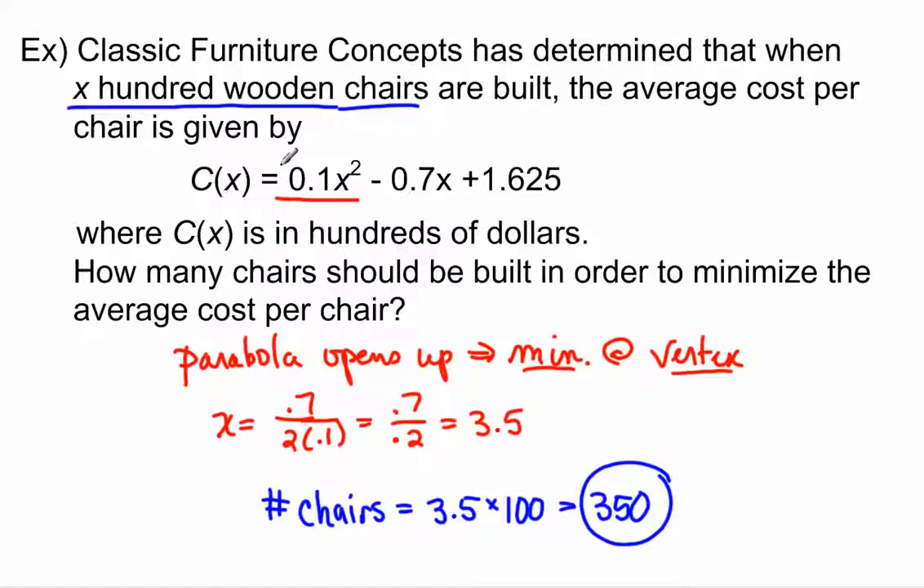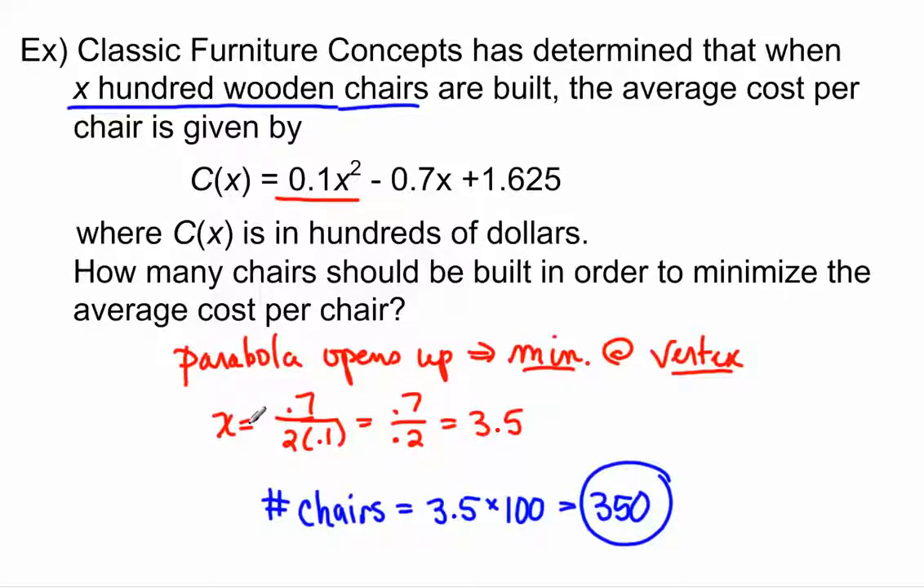Well, we look at the leading term here. It's a quadratic, it's a parabola. Look at the leading term, and because it's positive, we know it opens up. If I have an upward opening parabola, then I'm going to have a minimum occurring at my vertex. That's good because I'm trying to minimize the cost. We need then to find the vertex.